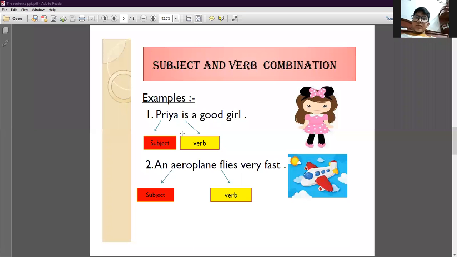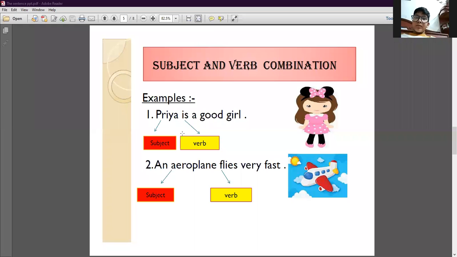Clear, student? Now is is the verb in this sentence. And you know we use it as a helping verb, we use it as a linking verb. Okay, students, you know very well about transitive and intransitive verbs also. So here we use is as a verb. So Priya is a good girl. This is the combination of subject and verb.